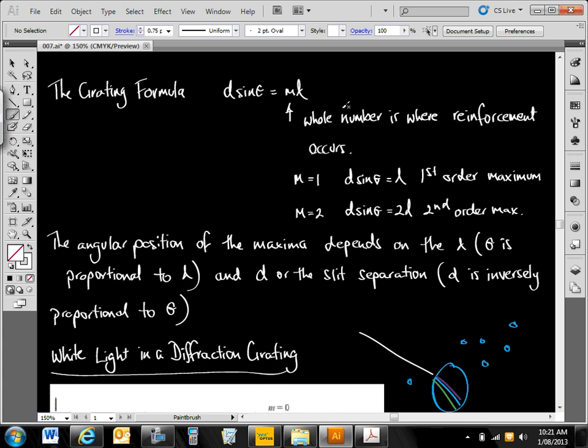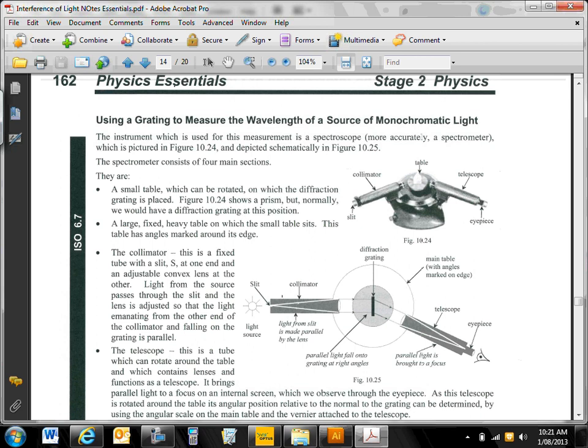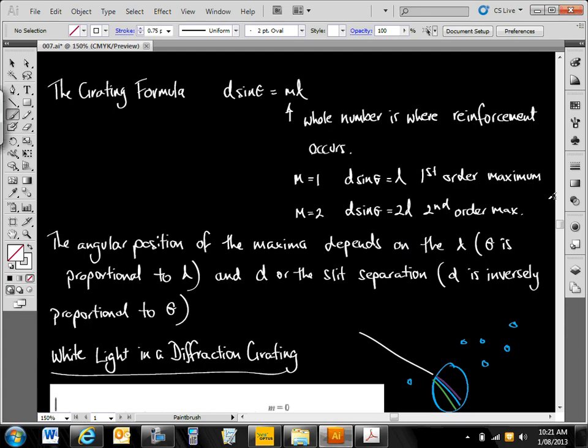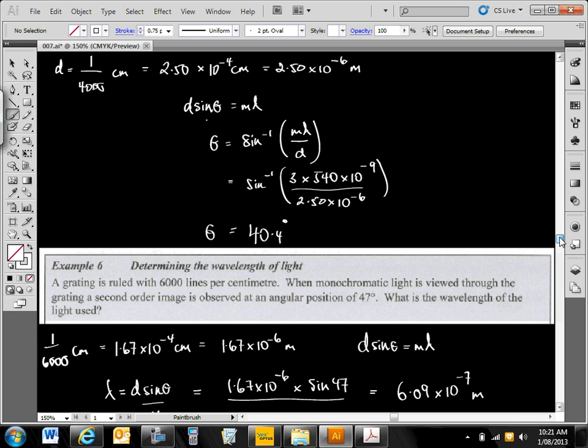We talk about these if we're looking at a spectroscope, and I'll just bring up a picture of the spectroscope. What we do is we rotate this thing on the table.